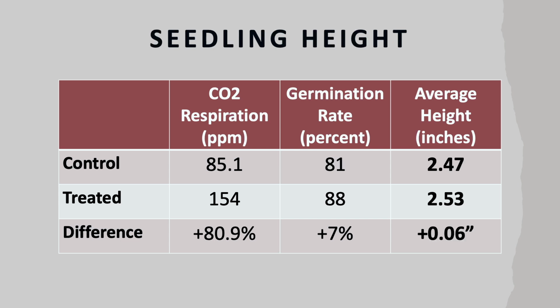We also looked to see, did it have any impact on the early seedling growth? And so after about 3 weeks, all the seedlings, some of them were 5-6 inches, some were less, but the average was about 2.5 inches treated and control. There again, there was a slight advantage for the treated samples, but 0.06 of an inch, I'm going to argue, is not really that much to worry about. So there was effectively no difference.